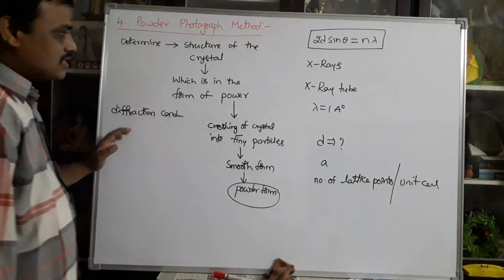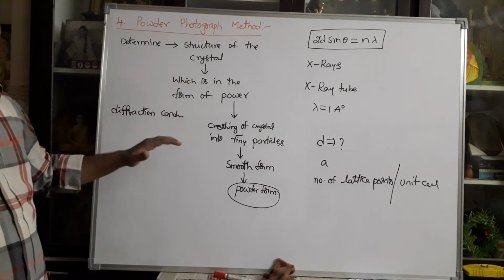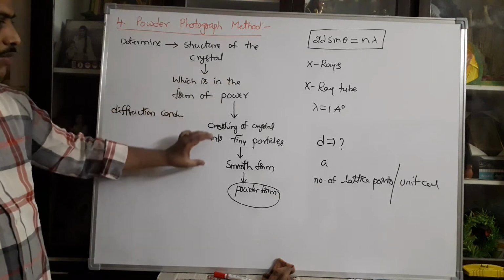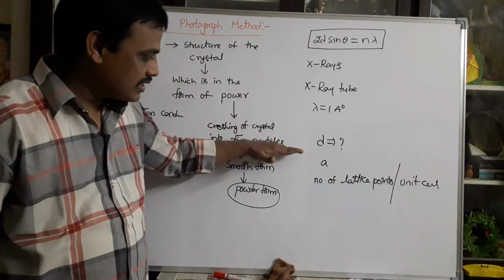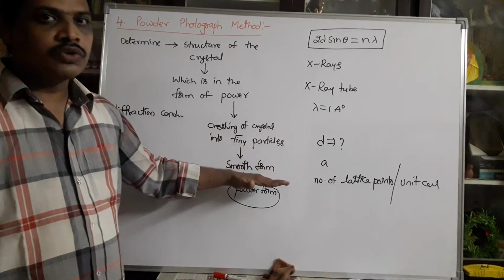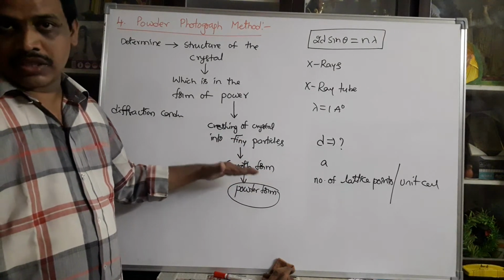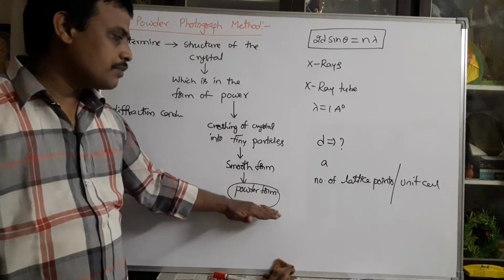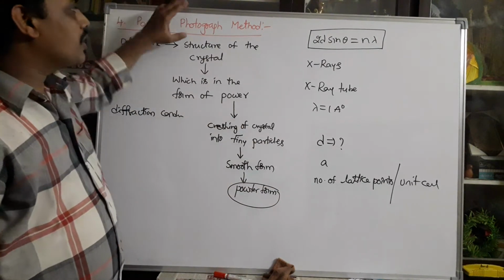This is the basic introduction to the powder photograph method. In this method, the crystal must be in powder form. Powder is nothing but a crushed crystal converted into a number of tiny particles. These particles are very smooth because there is very low friction among them, so they move easily. The smooth form is the powder form. In this powder form the crystal structure can be determined. The method is the powder photographic method.